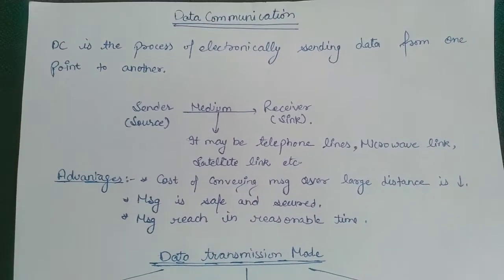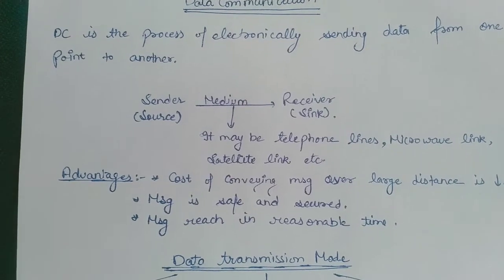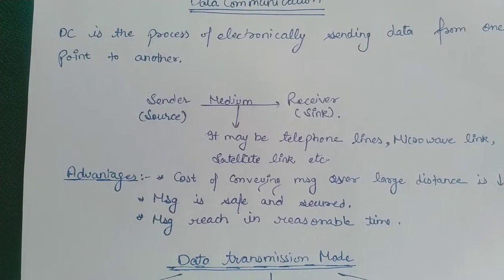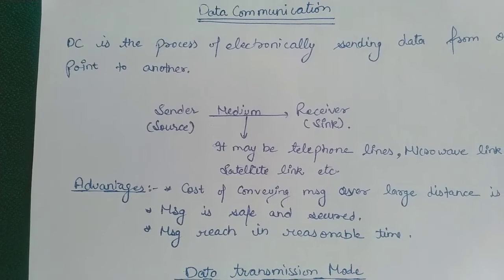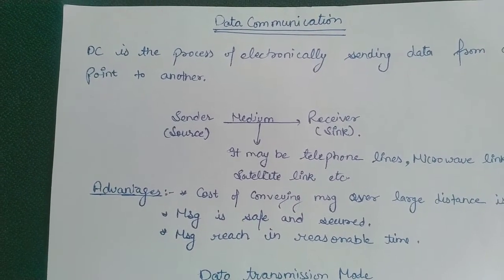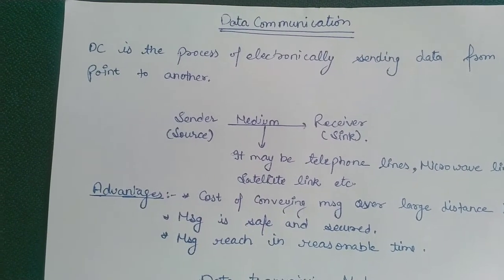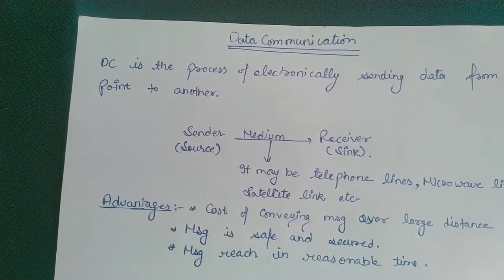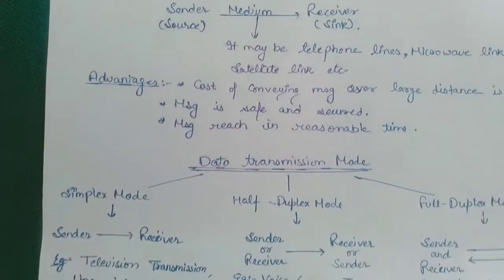So the advantages of data communication are that the cost of conveying messages over a large distance will be decreased, messages are safer and more secure while being sent from one point to another, and the message will be reached in a reasonable time. Reasonable time is like, in the old days, if we wanted to send one message, it would take around 1 or 2 minutes, but in today's era, a message will be sent within a few seconds.